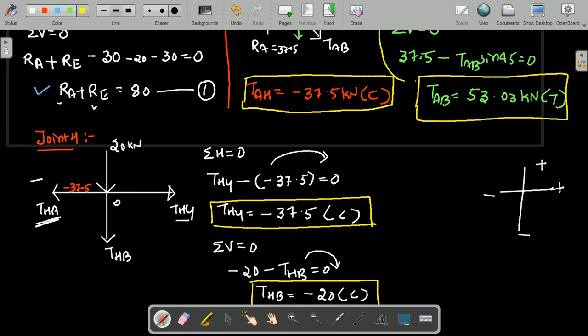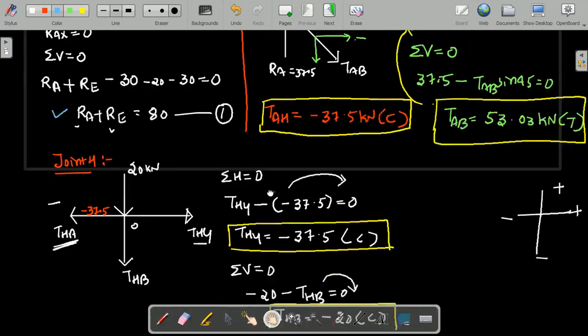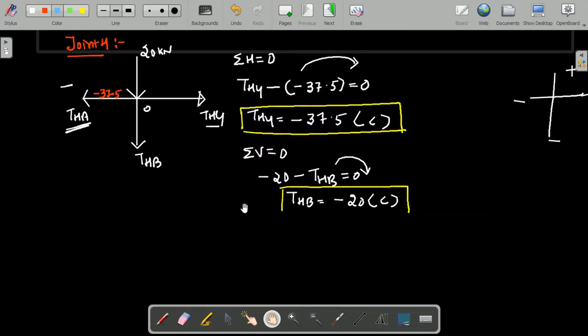Now I will come back to the figure of the truss. You just see here, which member forces are known? This is known, this is known. Next we need to consider a joint that has only two unknowns. So now I can consider joint B, because AB and BH we have calculated, and the unknowns are BG and BC. So I can choose joint B for the application of the equilibrium condition, because TBG is unknown and TBC is unknown, only two unknowns.